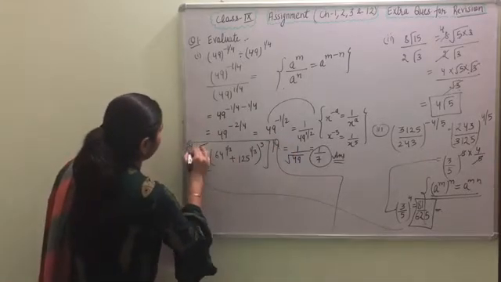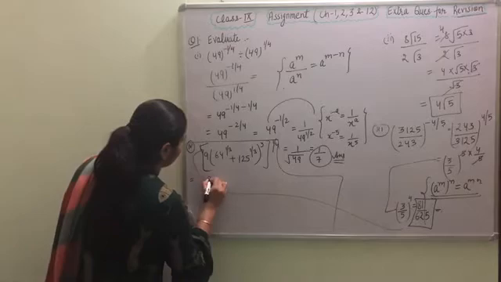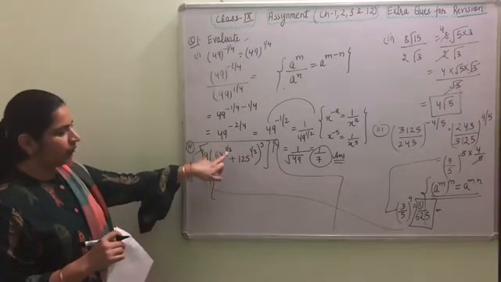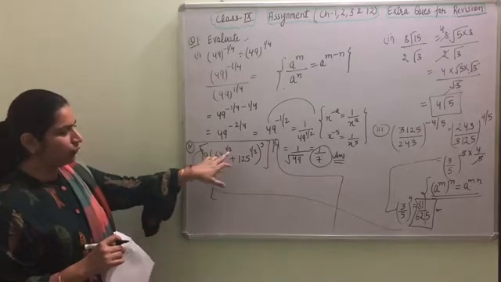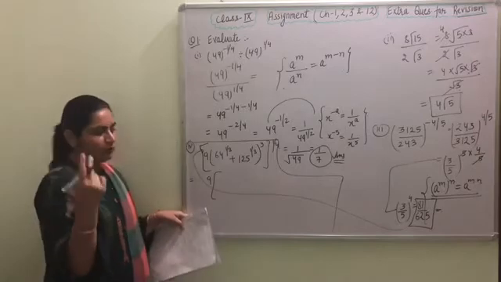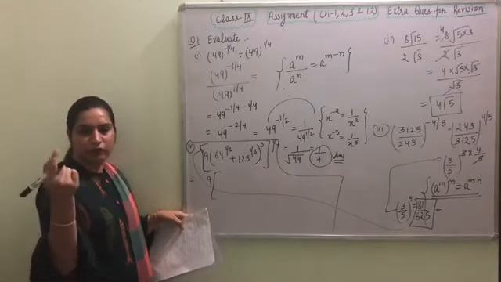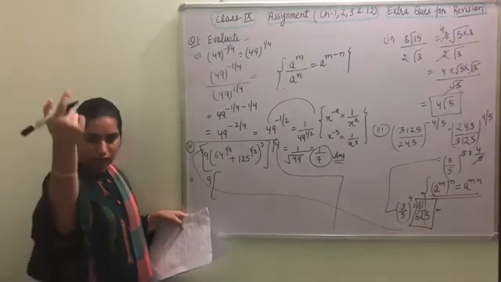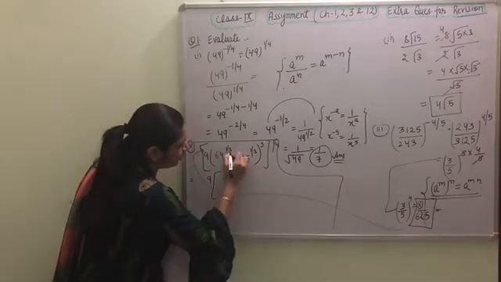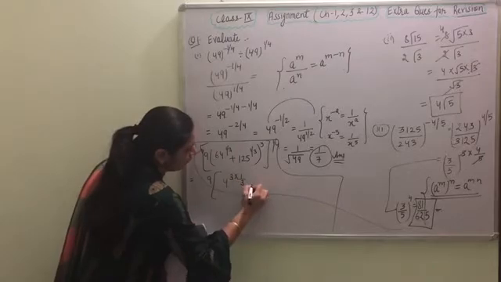This is the fourth part. Now look at here. 64 raised to the power 1 by 3. I just want to remove this power. How can I remove this power? 4 cube is equal to 64. 4 fours are 16, 4 sixteens are 64. So 4 raised to the power 3, into 1 by 3, plus 125.